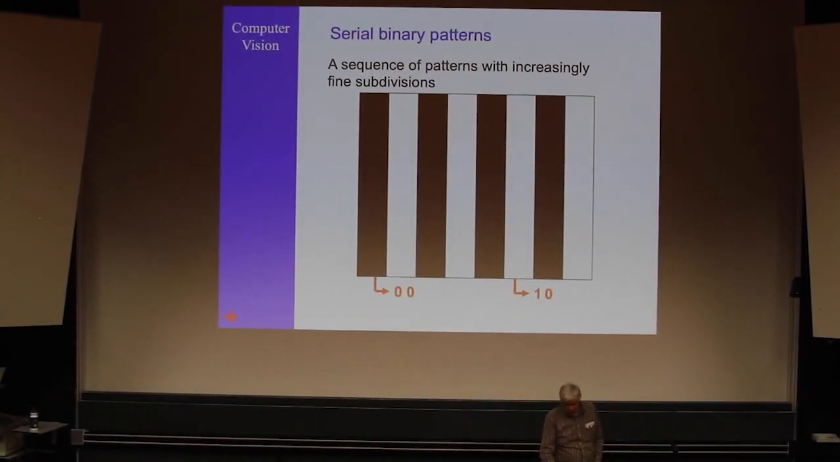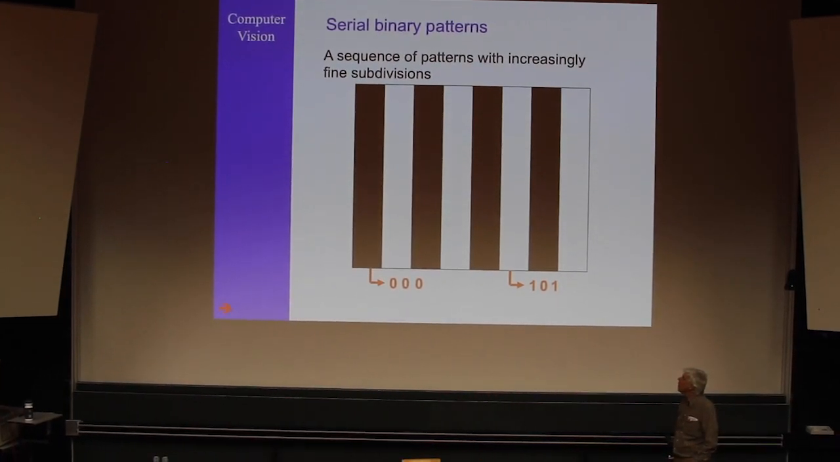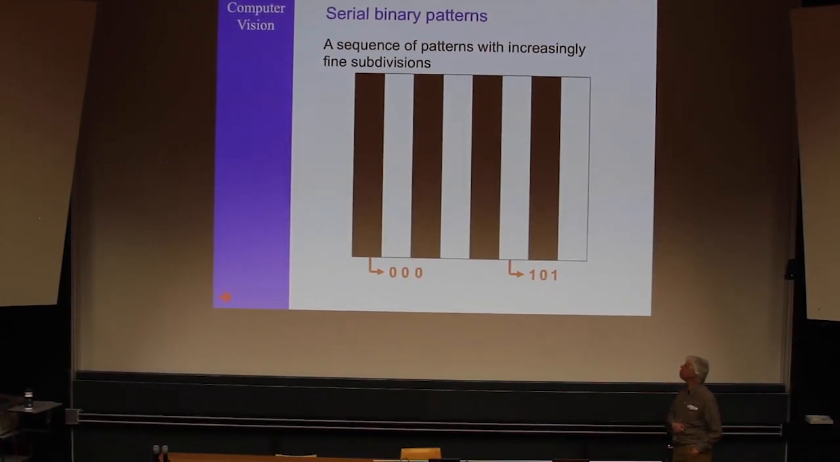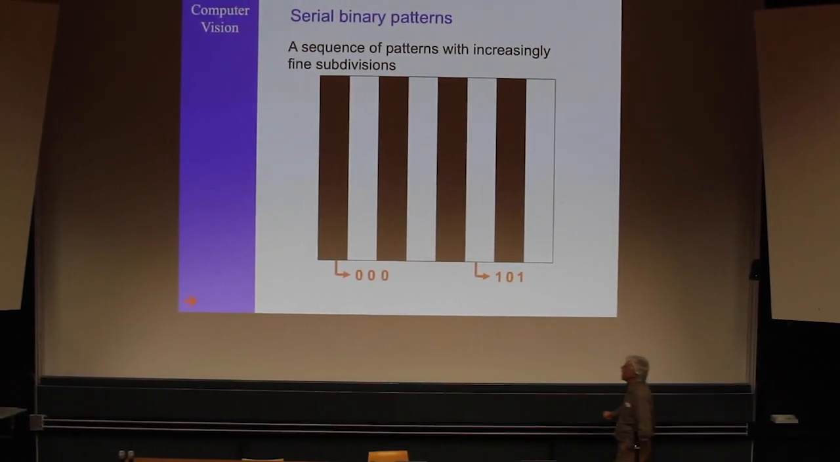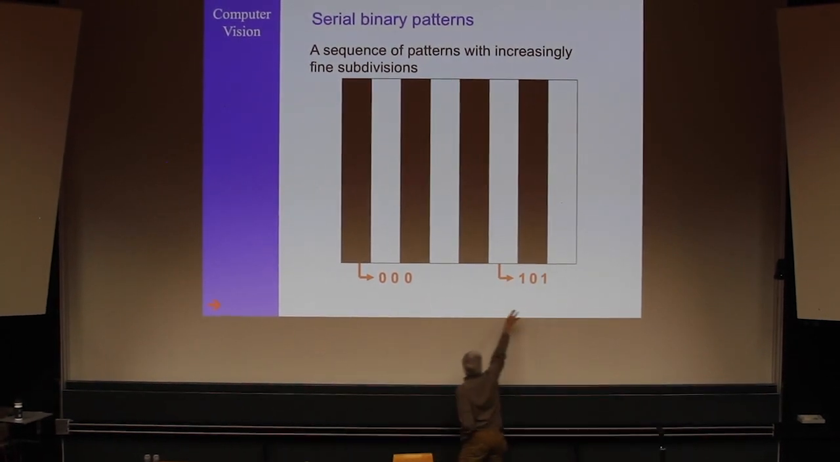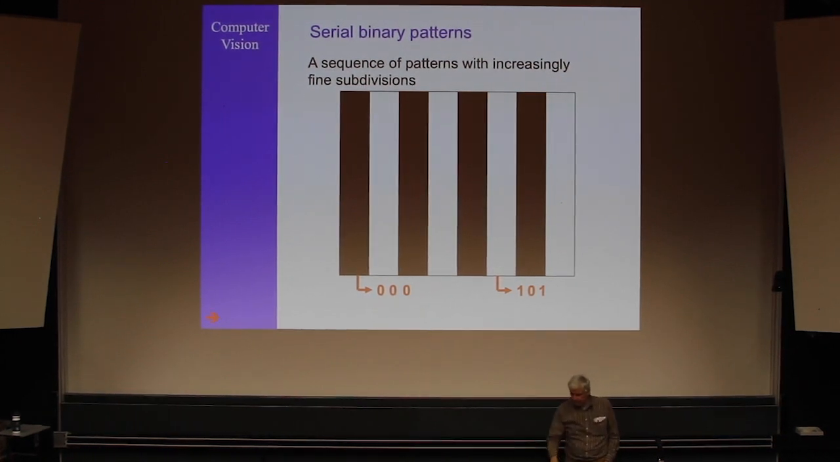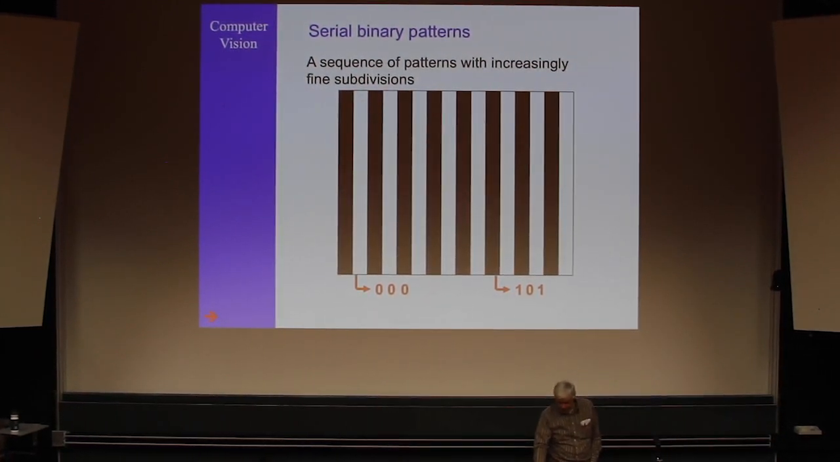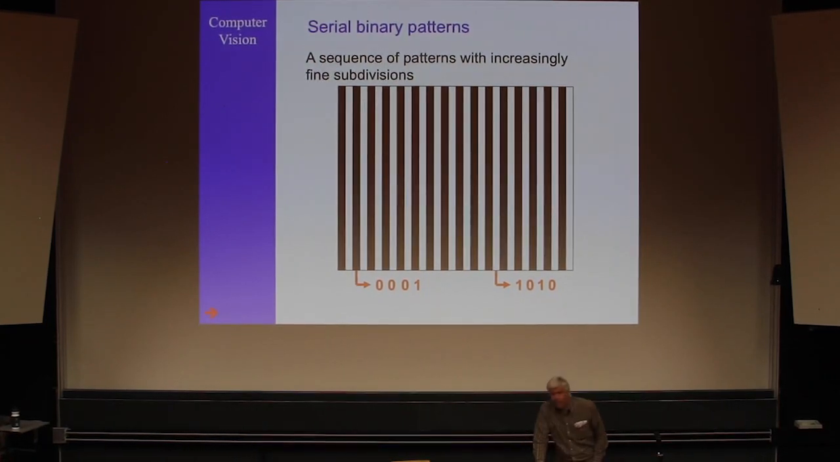So here's the third pattern that you project. Again, a subdivision in half of all these bars that you had before. And same principle of coding. Now, again, here we are in the dark, but here we are now again in the bright parts.